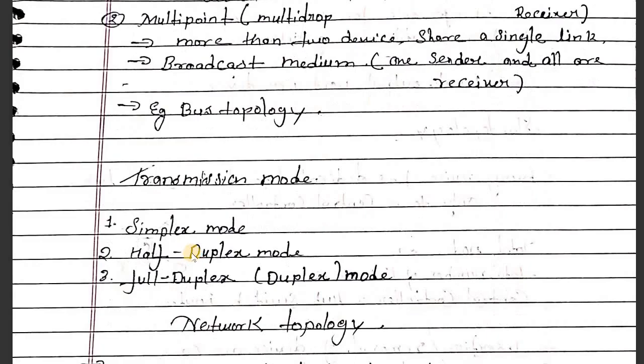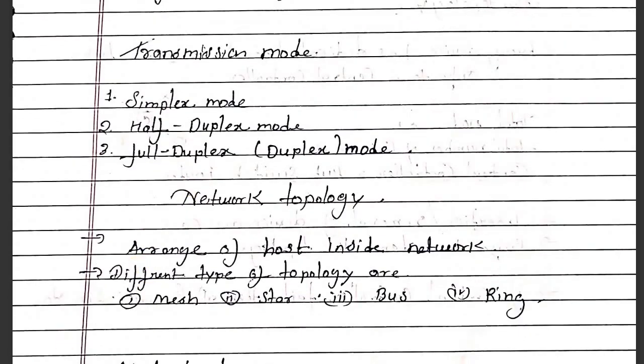Okay, the transmission mode. There are three types of transmission mode. First one is simplex mode. In simplex mode, only one-way communication happens, like a mouse. With a mouse we can only give input, not take output. And there is the keyboard, which provides only input. So the CPU and mouse are in simplex mode.